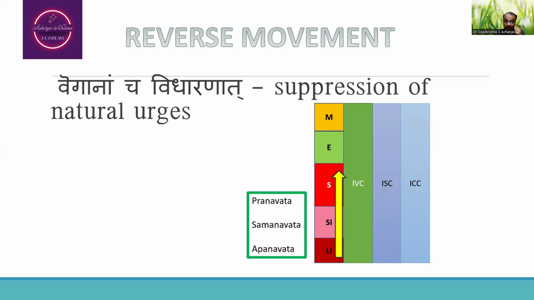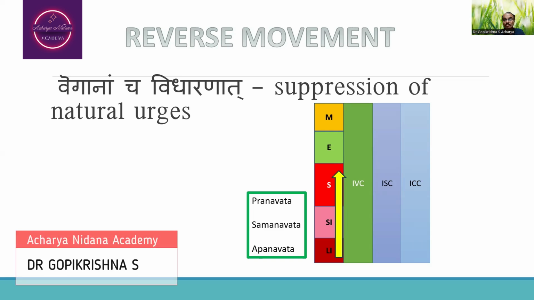So whenever a person is doing suppression of the urges, specifically in the alimentary canal, there will be reverse movement of apana vata, then samana vata, and then prana vata. In this way, the reverse movement will be observed.